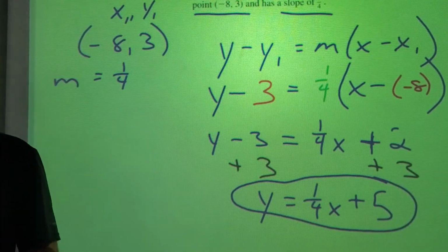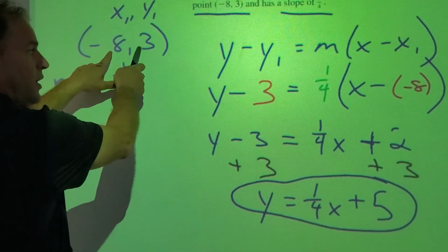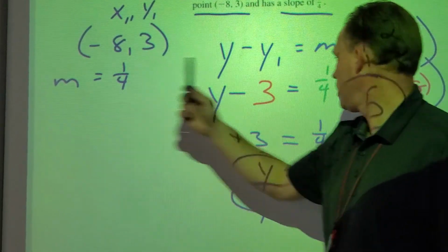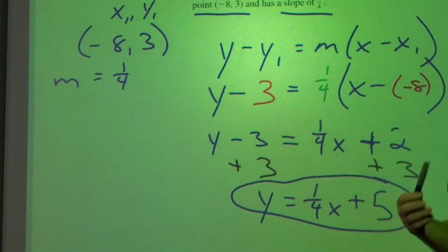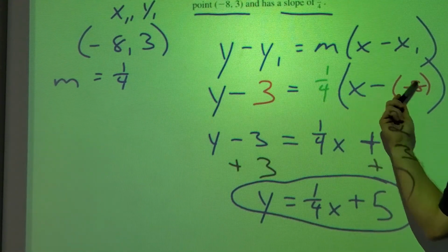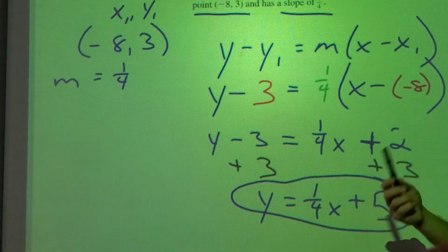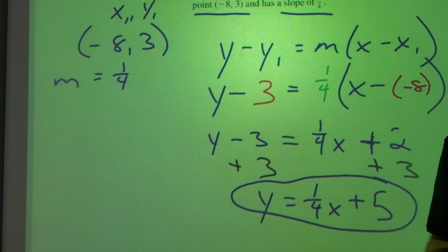There you go. Take the point I give you, plug it into the formula. Take the slope, plug it into the formula. Distribute, watch your signs, and then get y by itself to finish the problem. All right?